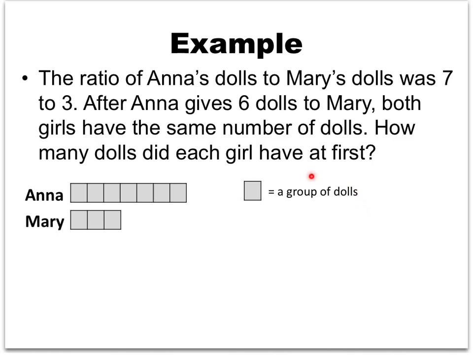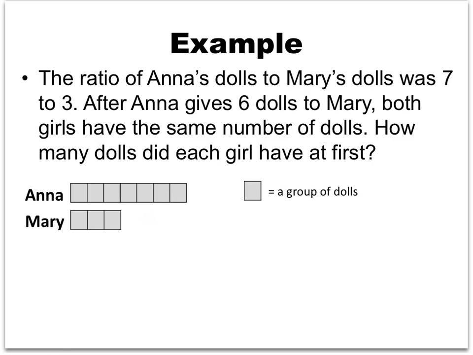And each one of those boxes represents a group of dolls. Now I don't know how many dolls are in that group right now. That's what we need to really figure out. So we're told that Anna gives 6 dolls to Mary, and now they have the same number of dolls. So notice here that Anna has 4 groups more than Mary. So if Anna is going to give some to Mary so that they have the same number, that means Anna is going to have to give these last 2 boxes down here to Mary.